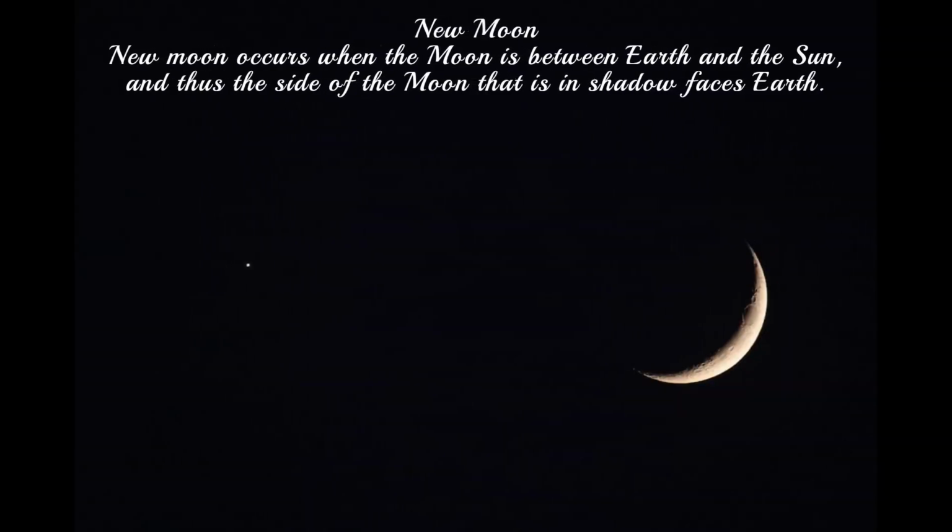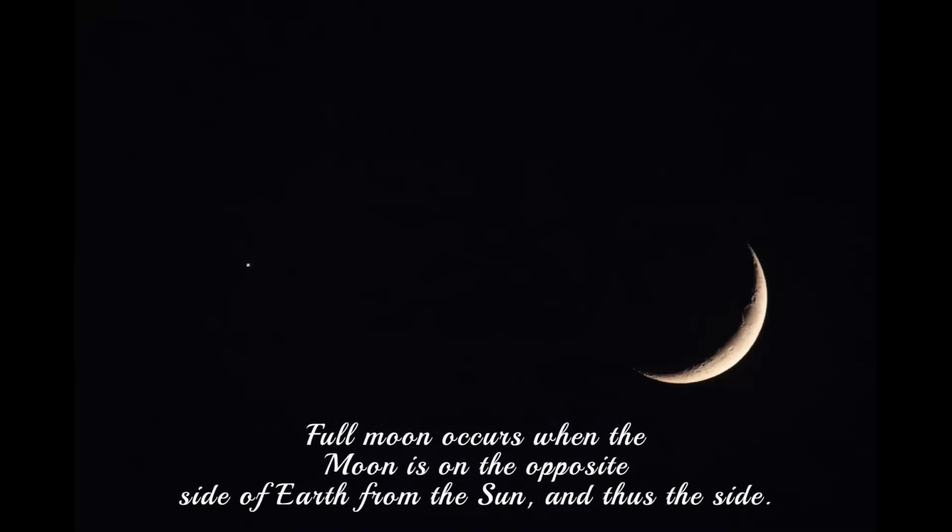New moon. New moon occurs when the moon is between Earth and the Sun, and thus the side of the moon that is in shadow faces Earth. Full moon occurs when the moon is on the opposite side of Earth from the Sun, and thus the side.